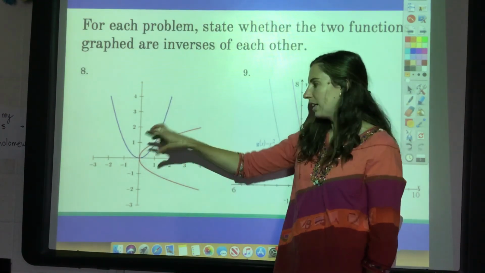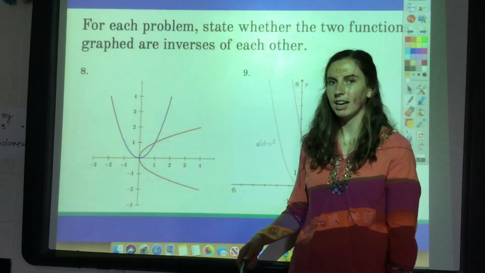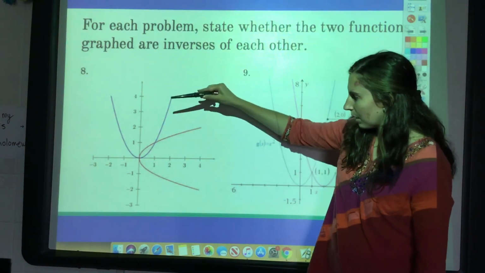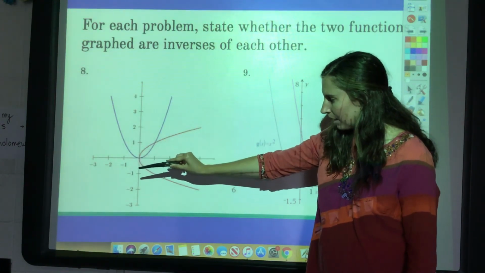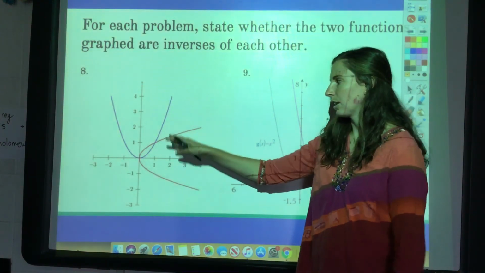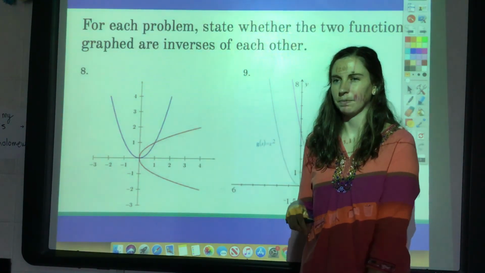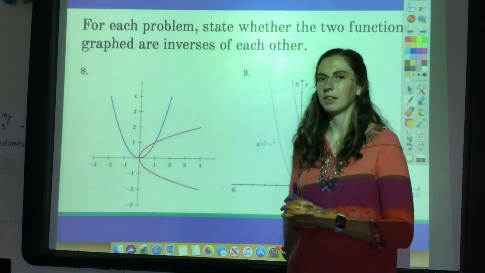When we talk about inverses, inverses often use the horizontal line test because if I were to run a horizontal line through this function, I only want to hit 1 point at a time, and that would mean that the original graph is a function. So that's just a side note. You don't really need to dig too much into that, but I thought I'd throw that in there.